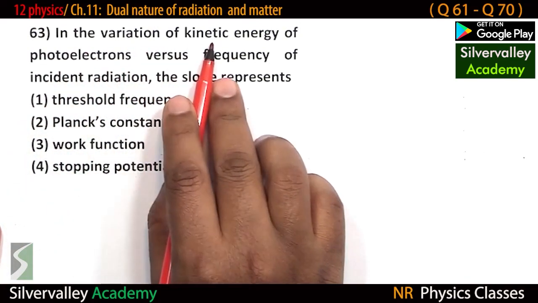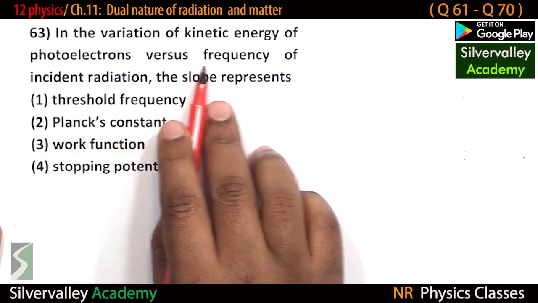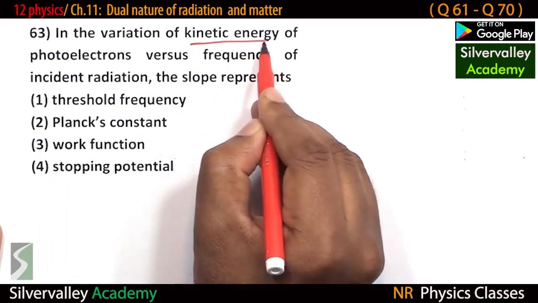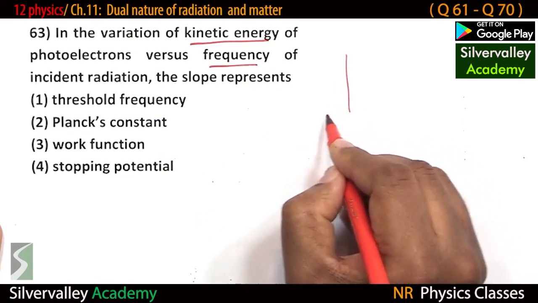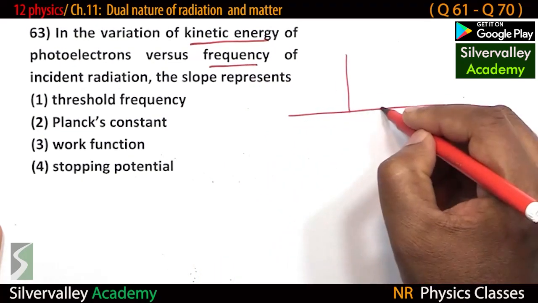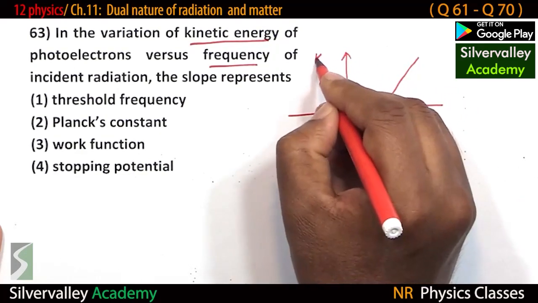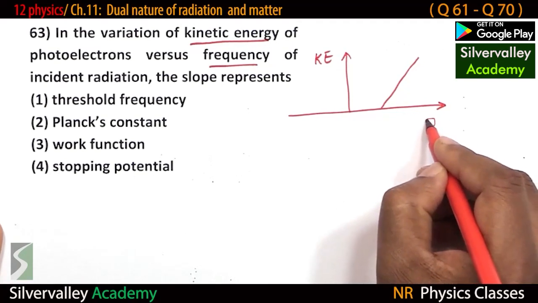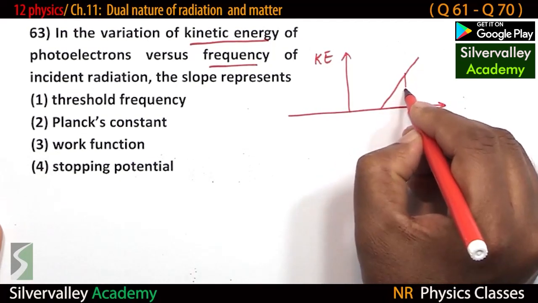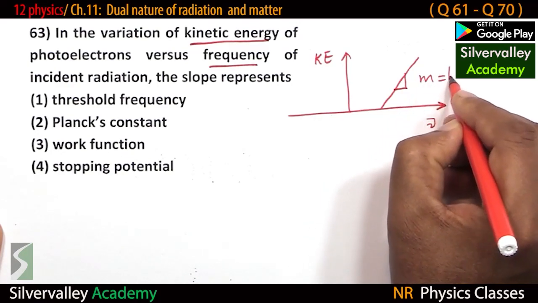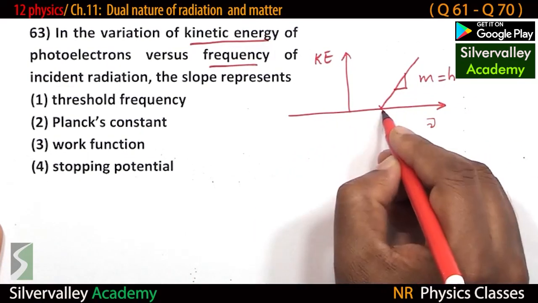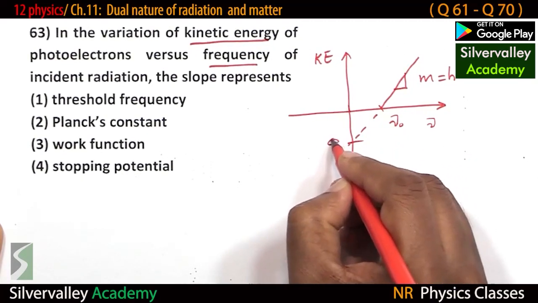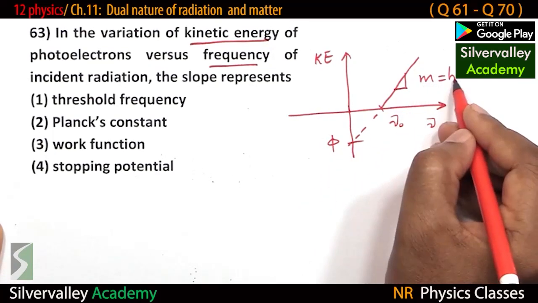In the variation of kinetic energy of photoelectrons versus frequency of incident radiation, the slope represents? Kinetic energy, frequency. Students, participate. This is the graph. Y-axis, kinetic energy. X-axis, give me answer, frequency. Slope gives Planck's constant. X-intercept gives threshold frequency. Y-intercept gives work function. So slope is Planck's constant.